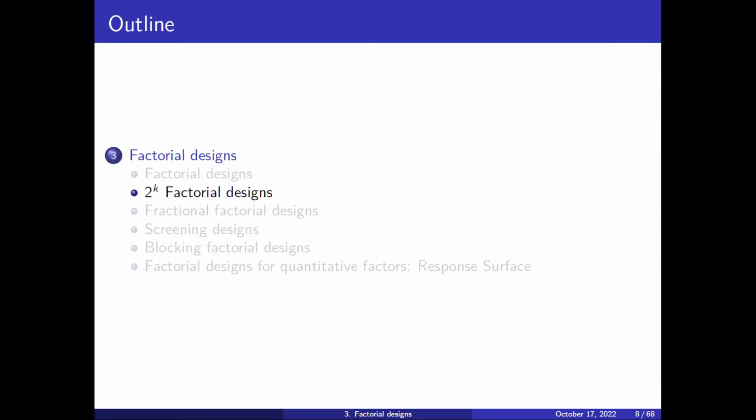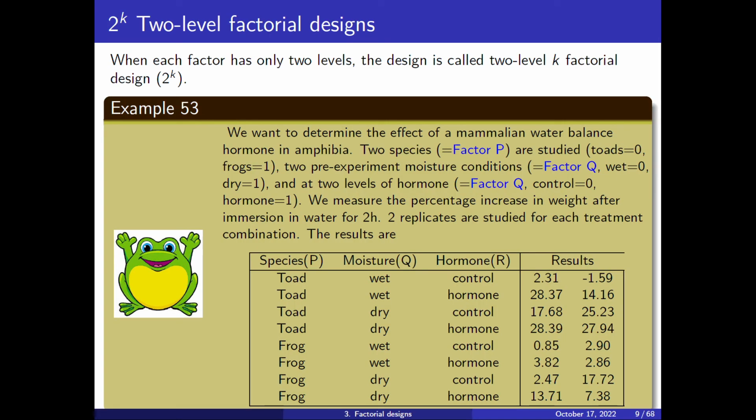Let us go to factorial designs in which we have k factors and only 2 levels for those factors. So this was the experiment of the frogs. You may remember that we had 2 species, 2 moisture conditions, previous conditions, and 2 possible levels of the hormone. And here we had 2 replicates for each one of the combinations, and here we have the values obtained for those replicates.